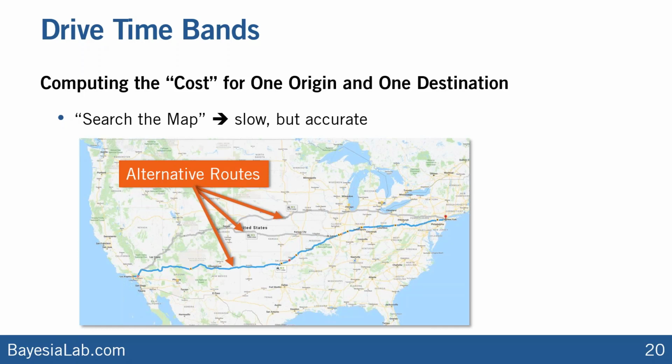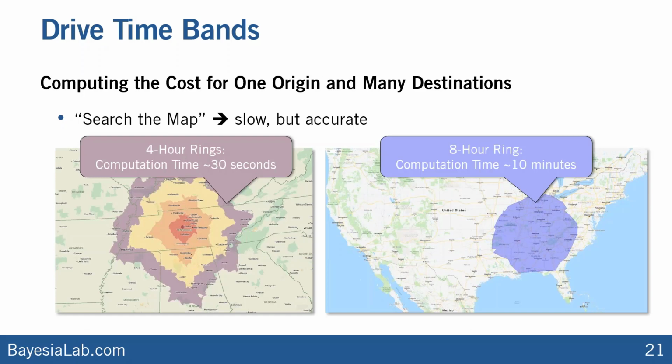Well, it's not slow when you do it for an individual route, but if you have to do this for multiple routes or for multiple destinations, as you need to do as you compute drive time rings or drive time bands, then you need to evaluate many possible paths to many possible destinations.